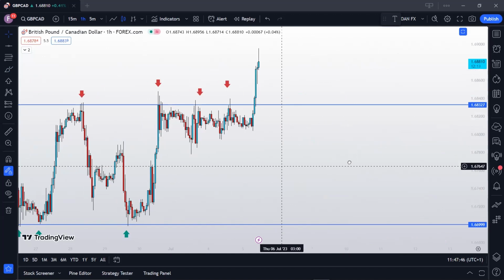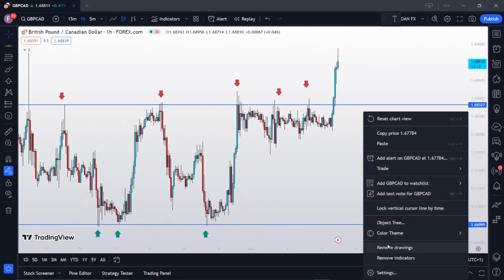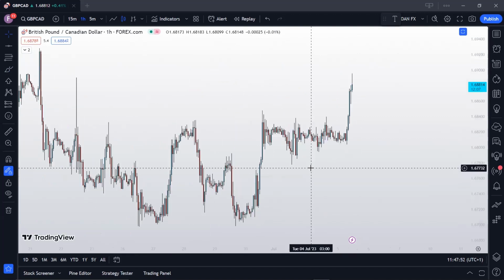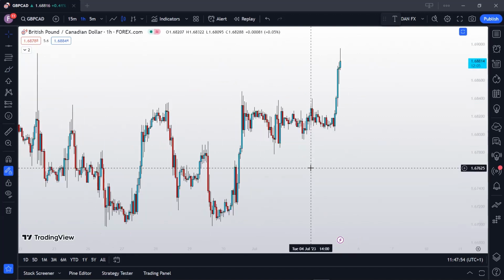I don't trade support and resistance. I don't trade it at all. That's not my strategy. So this is just for you to understand the concept of how support and resistance works. So when you hear the word support and resistance, you know what they're talking about, right? So I don't trade support and resistance. I'm not going to ever trade it.